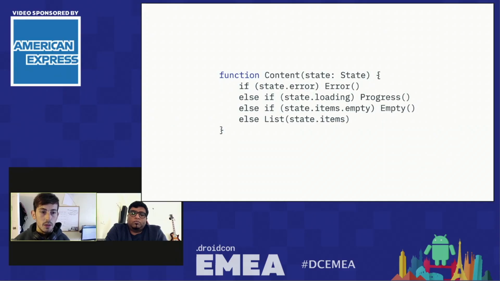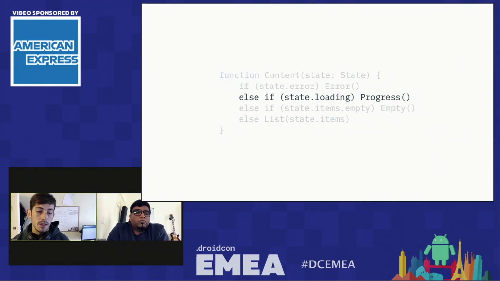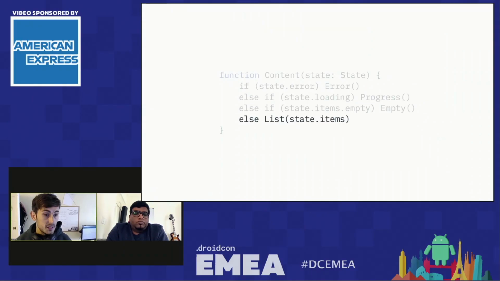This would look something like this in terms of our declarative code, and we'd have our content function, which takes a state, and then the state properties would be checked to show the corresponding views. So if our state object represents that it's loading, we're just going to render the progress content view. If successful, we want to show the list of items, and in this case, the UI will be re-rendered and the list would be shown.